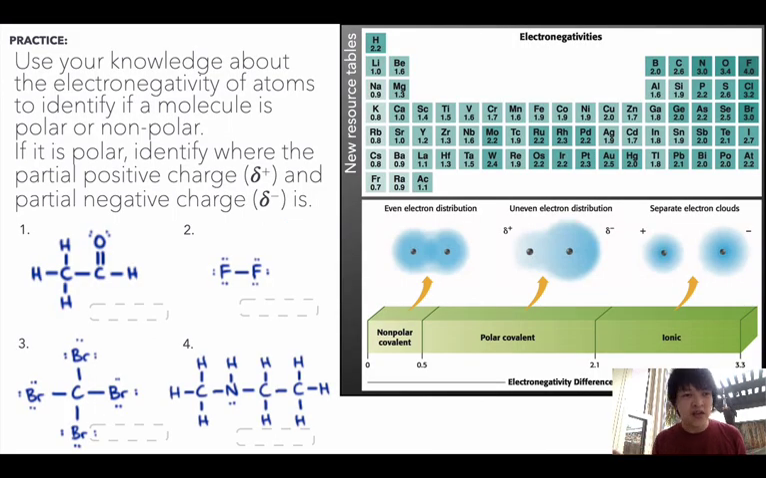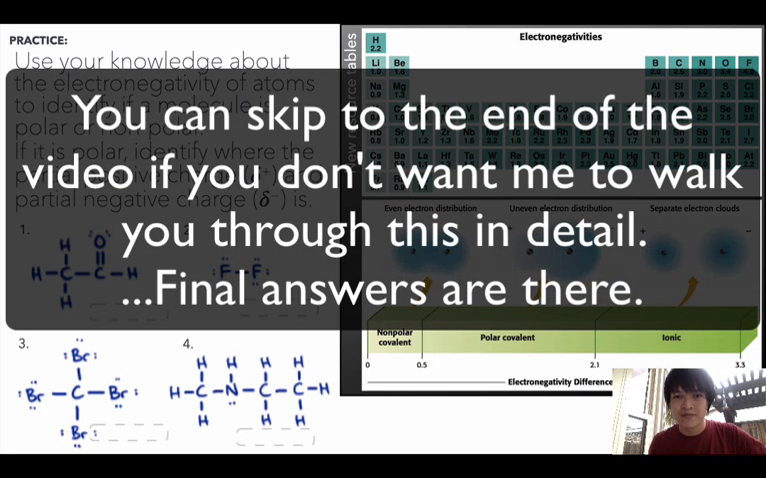All right, lastly, I have some practice for you. I want you to use your knowledge about the electronegativity of atoms to identify if the molecules below are polar or nonpolar molecules. And if they are polar molecules, I would like you to identify where the partial positive charge and where the partial negative charge is on that molecule. So pause the video. I want you to try it on your own first before you look over how I did it. Okay, hopefully you tried this on your own.